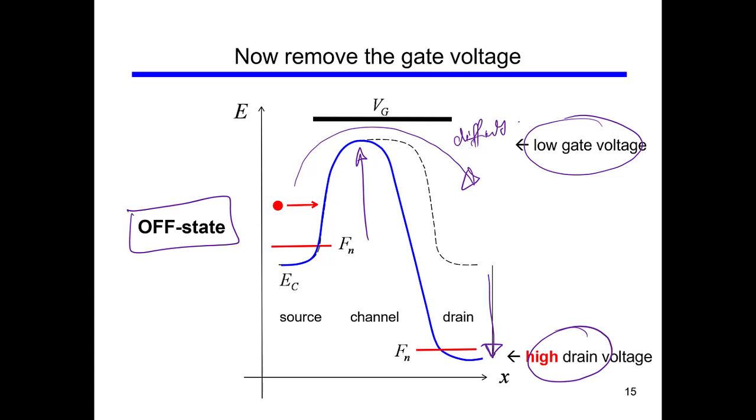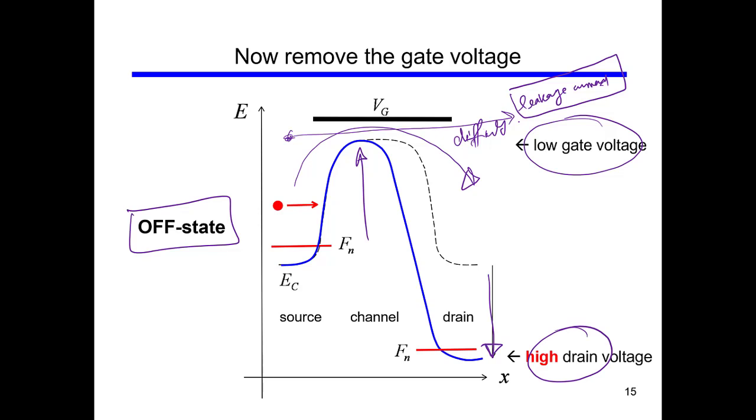Now, some of the electrons may still have a very high energy, and they may move from here to here, and these electrons make up the leakage current. So this is the source of leakage current. Even with this high potential barrier, there may be very high energetic electrons that can move from the source side to the drain side in the off state.